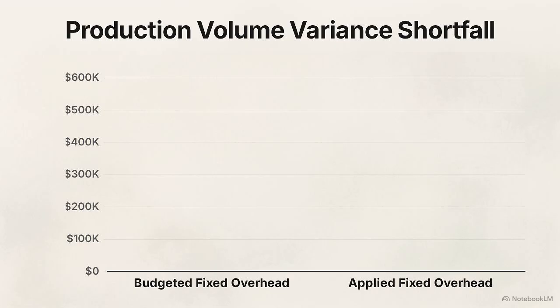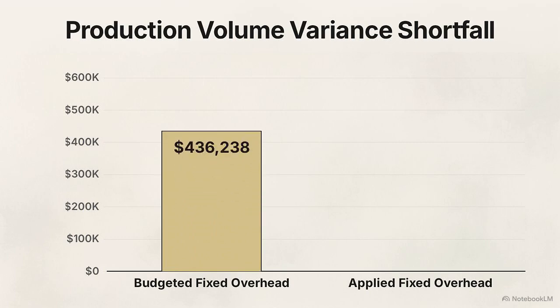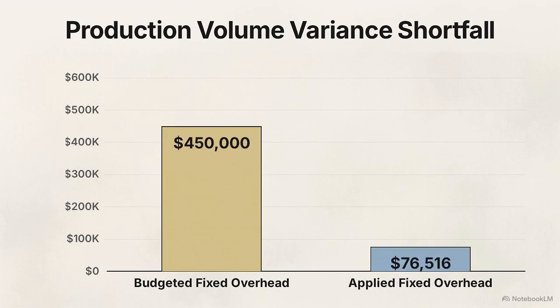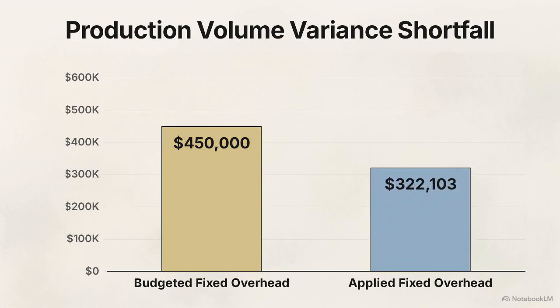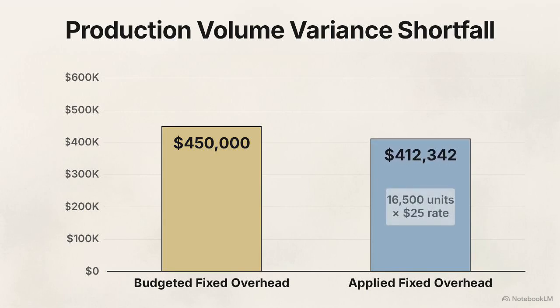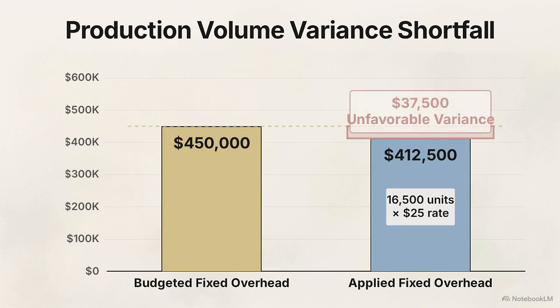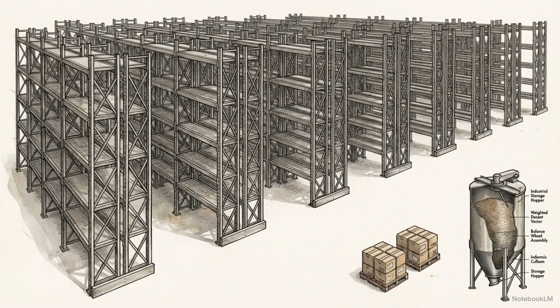Instead, we look to the fourth and final component of the overall model, the production volume variance. The production volume variance is defined as the budgeted fixed overhead minus the applied fixed overhead. Taking the $450,000 budgeted amount and subtracting the applied amount, which is the $25 rate multiplied by the 16,500 actual units, results in a $37,500 unfavorable variance. Behaviorally, an unfavorable volume variance means fixed overhead was underallocated. The company incurred costs for unused capacity because they produced less than the system budgeted for.